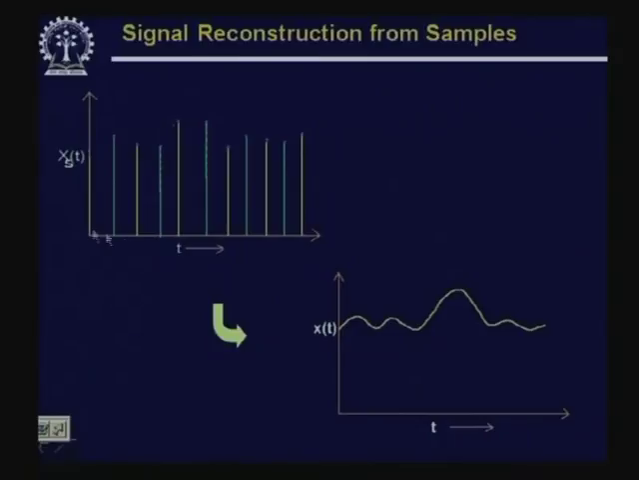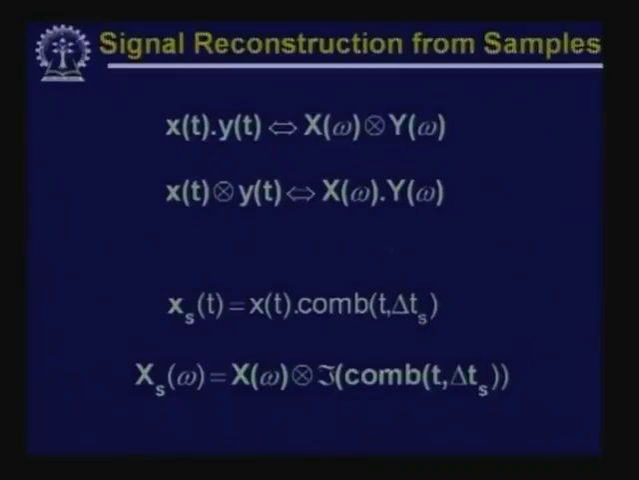So, now let us come back to our original signal. Here we have seen that we have been given the sample values, and from the sample values our aim is to reconstruct this continuous signal x t. And we have seen that this sampling is actually equivalent to multiplication of two signals in the time domain. One signal is x t, the other signal is the comb function, comb of t delta t. So, these relations are true: if I multiply two signals x t and y t in time domain, that is equivalent to convolution of the two signals X omega and Y omega in the frequency domain. Similarly, if I take the convolution of two signals in time domain, that is equivalent to multiplication of the same signals in frequency domain.